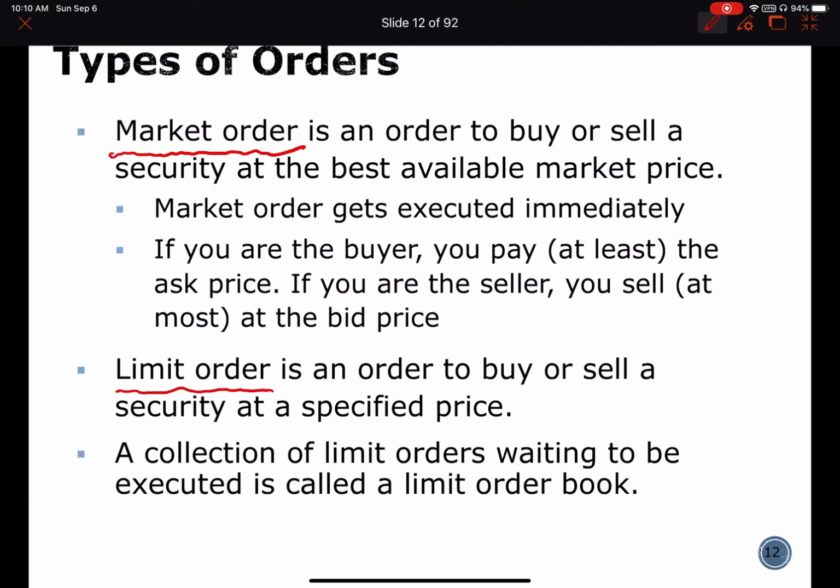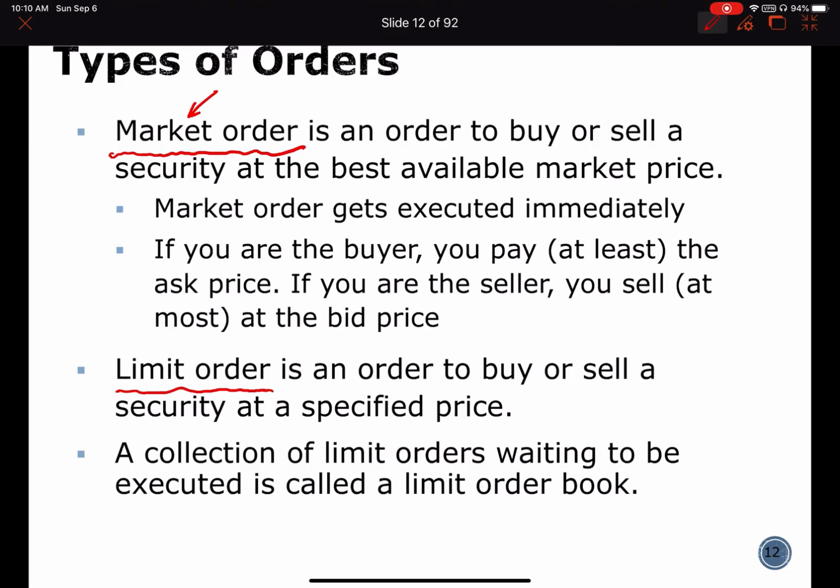What is a market order? Judging from the name, it has the word market. It says you want to buy or sell the stock at the market price. If you submit a market order to your broker, it will get executed immediately. There is no delay in executing your order because you're happy to pay whatever the market price is.